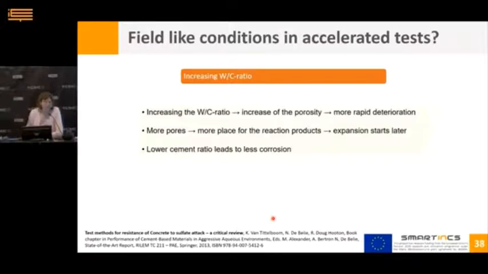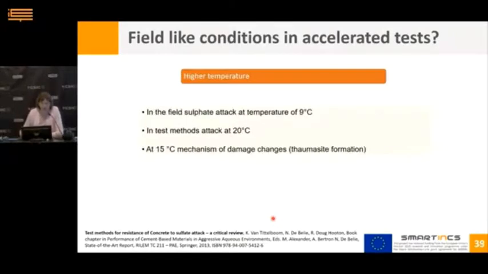Increasing the water-cement ratio as a way to further increase the sulfate attack can be done. So you increase the porosity and you have a more rapid deterioration, but you should also know that if you have more pores, you have more space available for expansive products to be located in. So the expansion starts later, and in that way, you should always know well what you are doing at a certain moment.